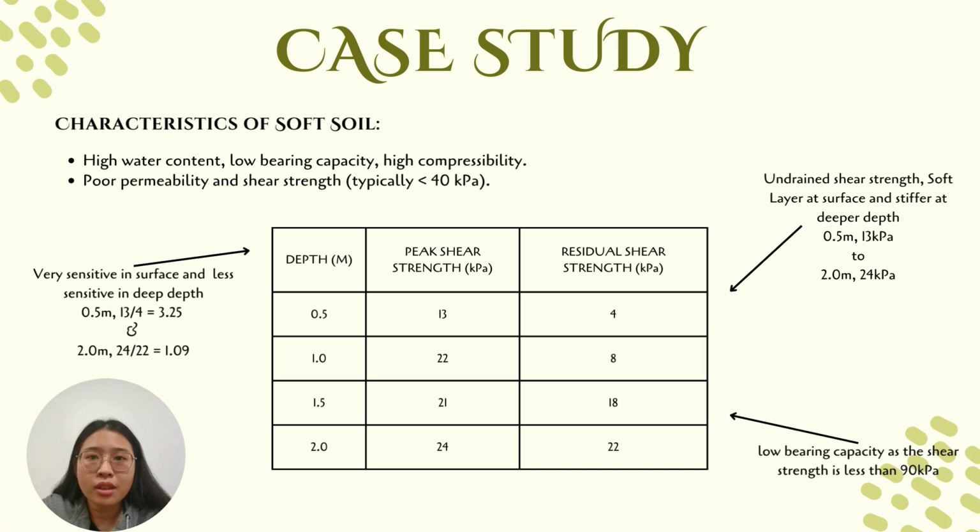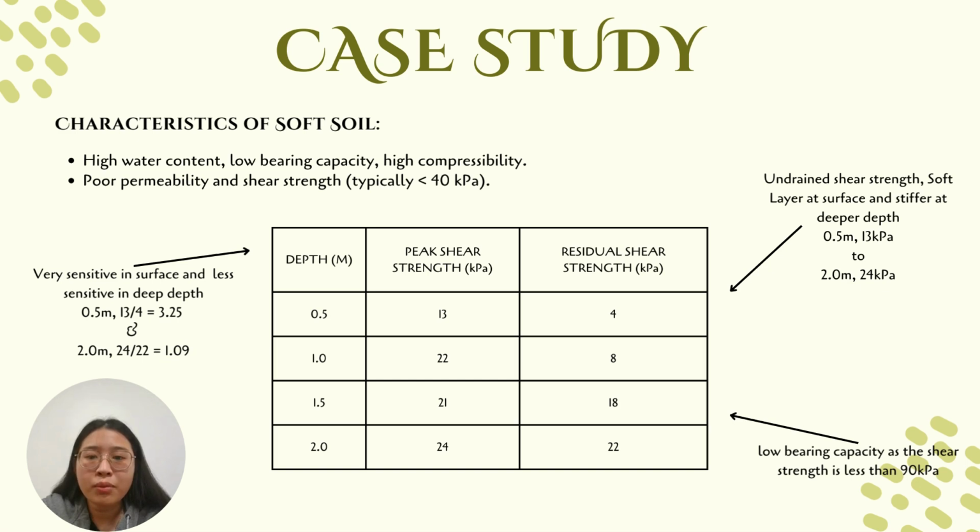So for the characteristic of the soft soil, we know it has a high water content, low bearing capacity, high compressibility, poor permeability, and shear strength typically less than 40 kilopascal. So the below table shows the shear strength data that we obtained from the vane shear test at the research center of UTHM to prove and show the evidence of the characteristic of the soft soil.